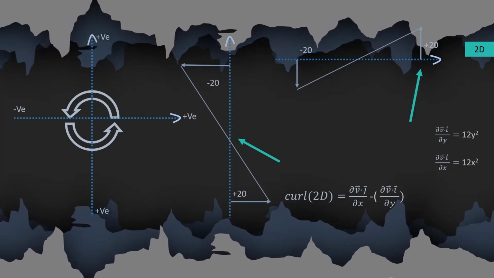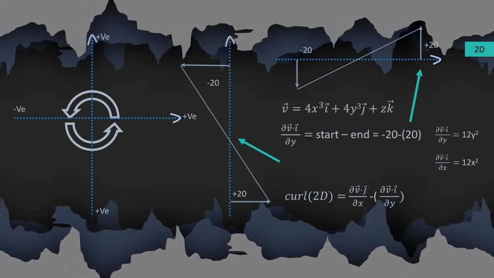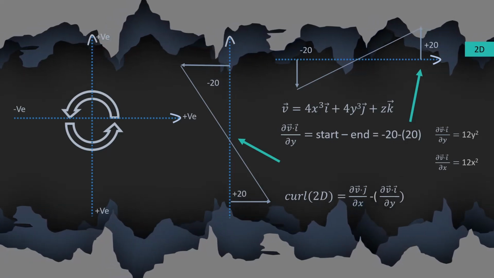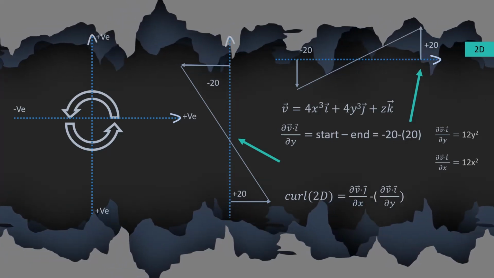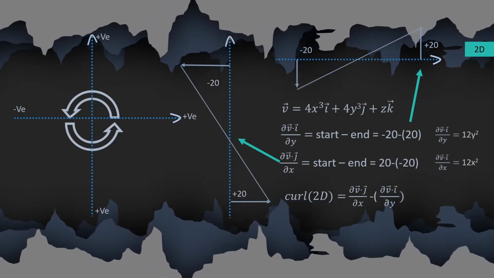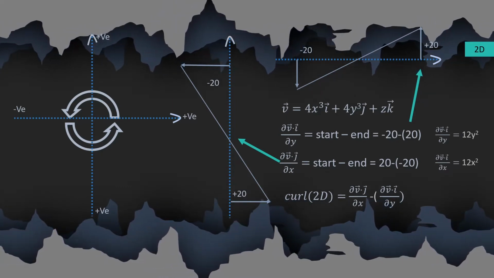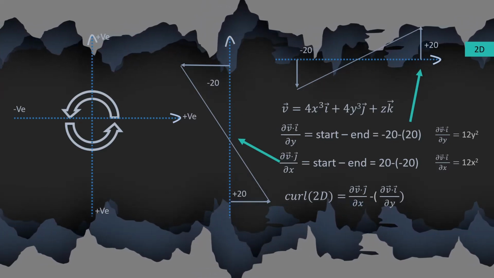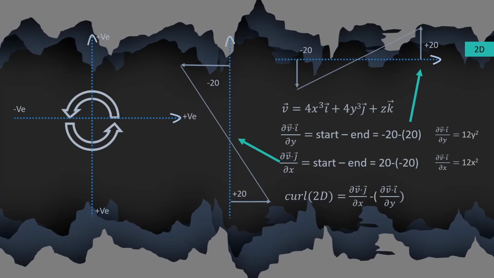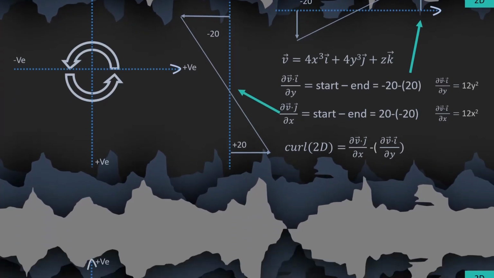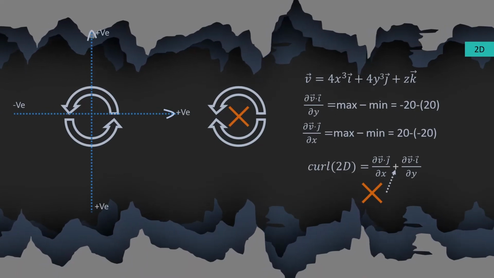In our case, along the y-axis, it starts at minus 20 and ends at plus 20. The difference is minus 40. Along x, it starts at 20 and ends at minus 20, and the difference is 40. Now, we need to introduce a negative sign to make these two magnitudes add up. If we don't put the negative sign there, they will cancel each other out and we cannot find the magnitude of rotation.